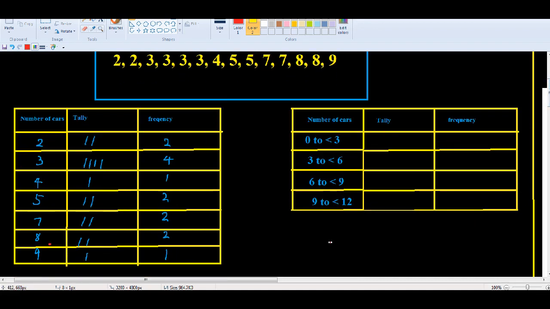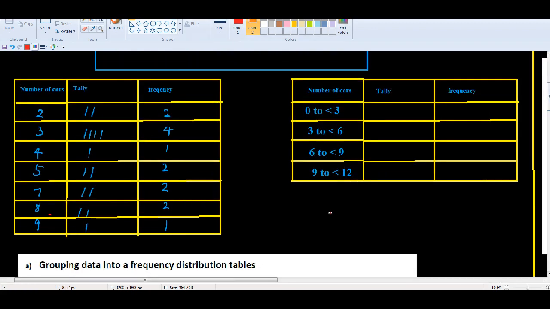For each data, you get a tally, and you get two data of 2 and four data of 3. That's how you get the table. That's what we learned last time. When you have data like this, it is what we call ungrouped data, because you haven't grouped the data. You just write data like 2, how many 2, 3, how many 3. It's the easiest way to record the data.